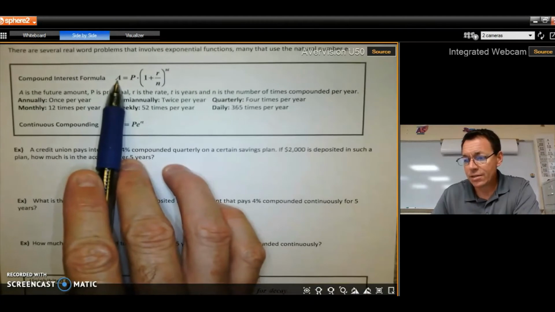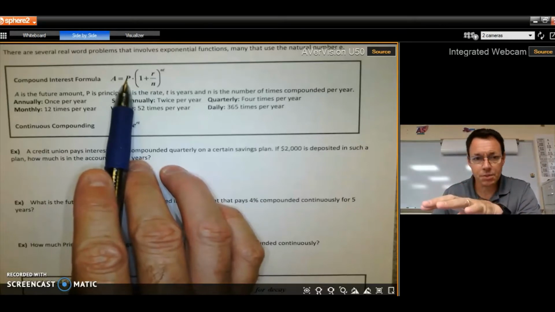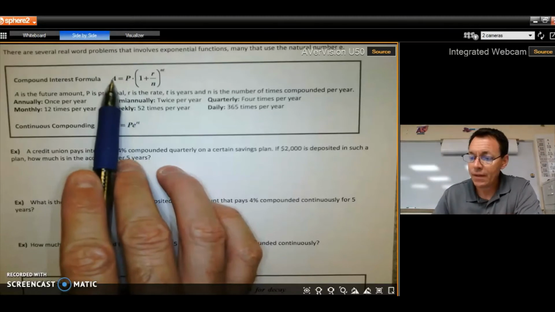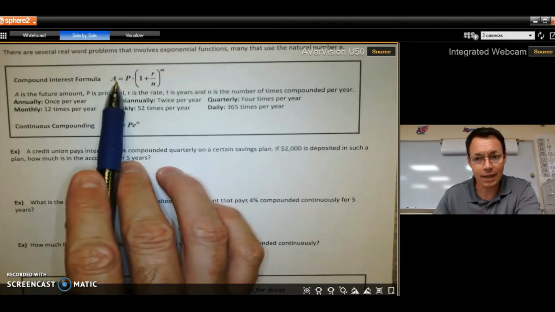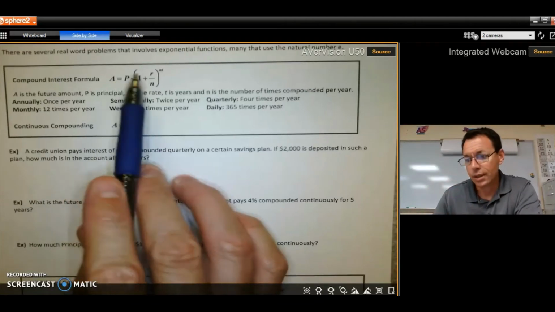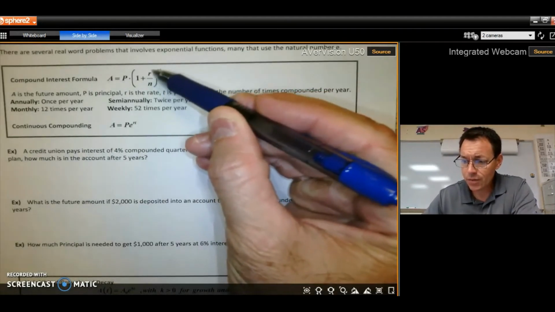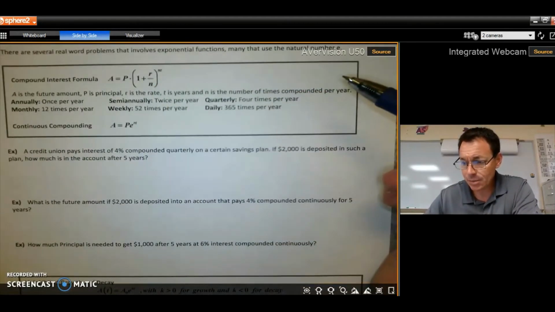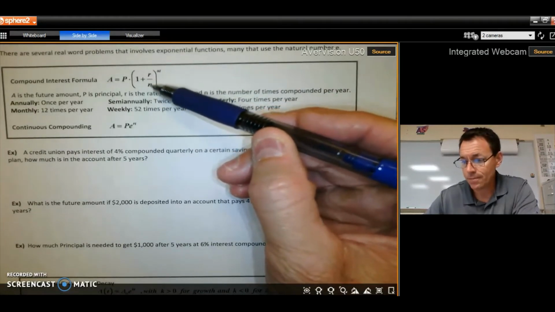A is the future amount. P is the principal. This is how much money you're starting with. You're putting $1,000 in the bank, or you're borrowing $10,000 from the bank. And then this A is the amount that you're actually going to end up paying in the end, or how much you're going to end up having in the bank after the interest is calculated. 1 plus R. R is the interest rate as a decimal. It will often be given to you as a percentage, and you'll have to change it to a decimal.